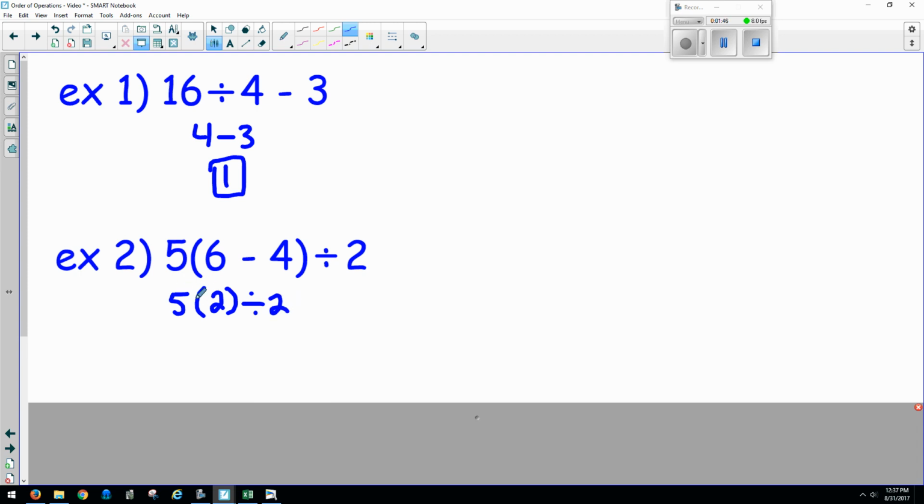Then we're going to multiply. So I have 5 times 2, which is 10. I did the multiplying first because that's what came first left to right. And then I'm going to take the 10 and divide it by 2 to give me an answer of 5.